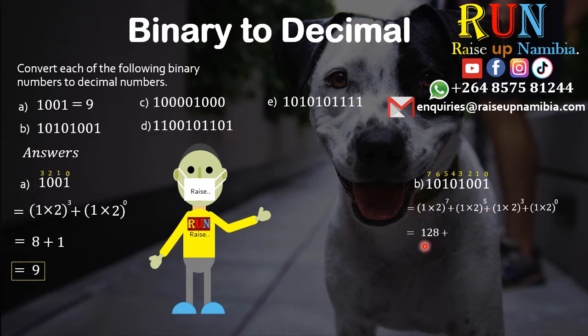Now if we work this out on our calculator, we have 128 plus 32 plus 8 plus 1. Okay, so if we add this, it gives us 169. So this binary number, which is for B, which is 10101001, is equal to 169 in the decimal number system.